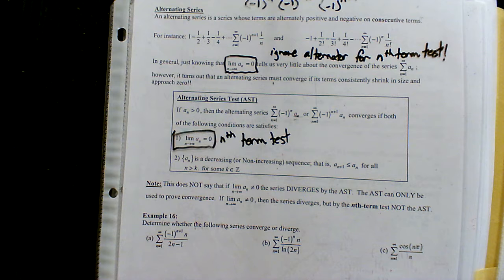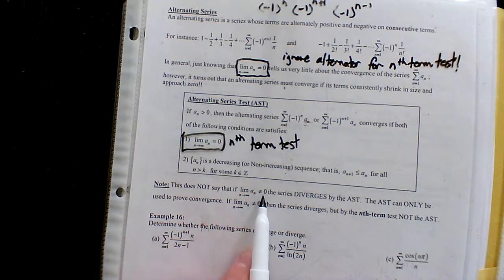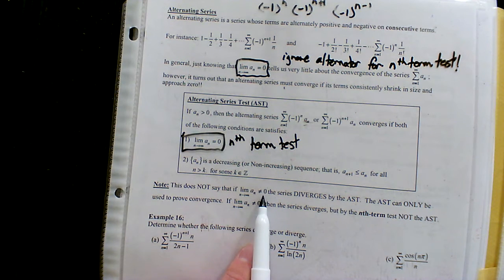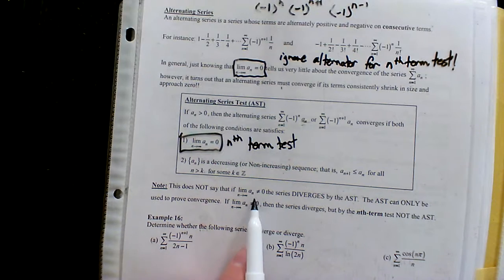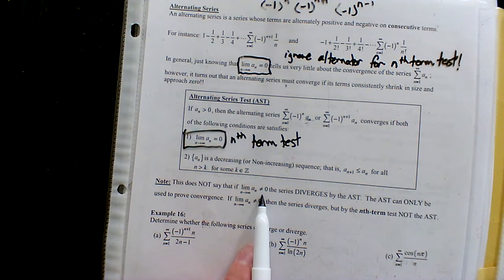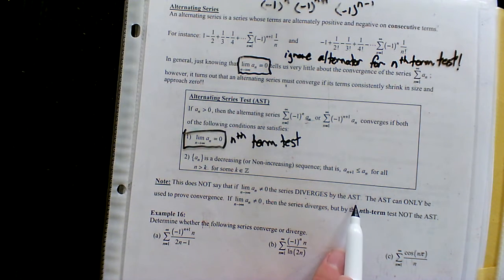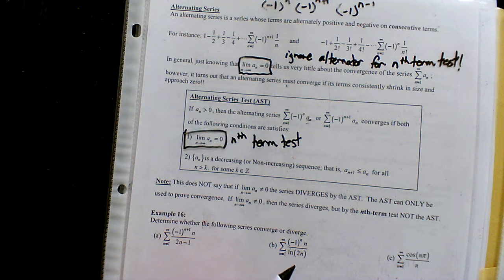Alright, so note, this does not say if the limit of a_n is not equal to 0 that the series diverges by the AST. So the AST can only be used to prove convergence. Okay. So if the limit is not equal to 0, what test is that? We just talked about it. Yeah, so if you conclude that it is not equal to 0, it doesn't diverge by AST, it's going to diverge by what? The nth term test. Okay.